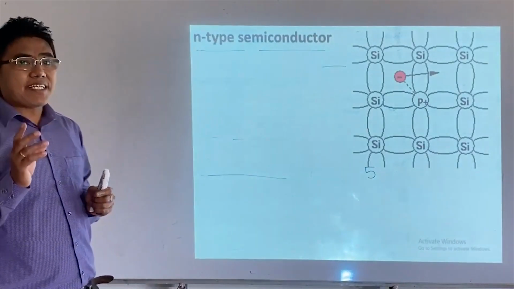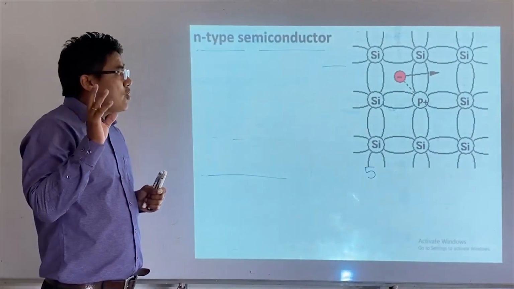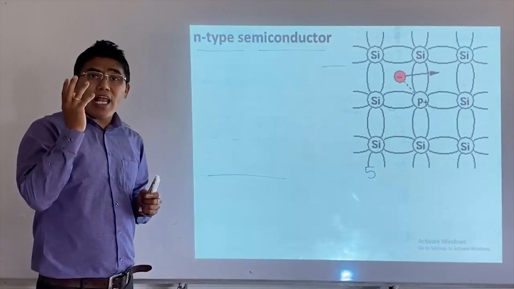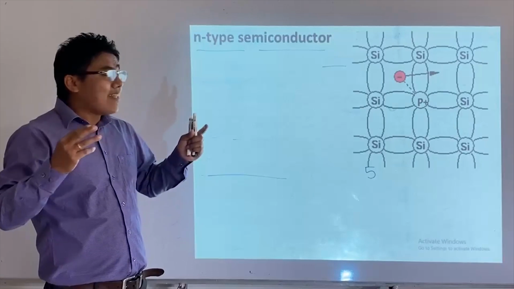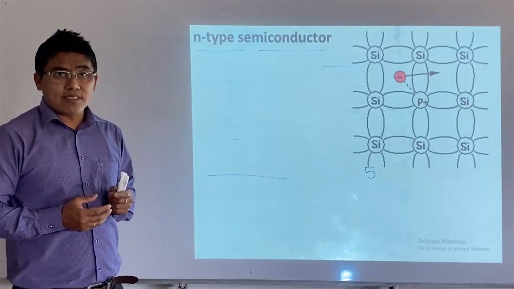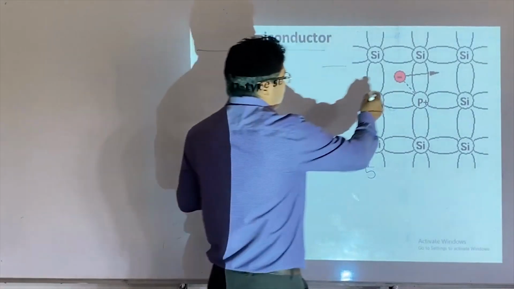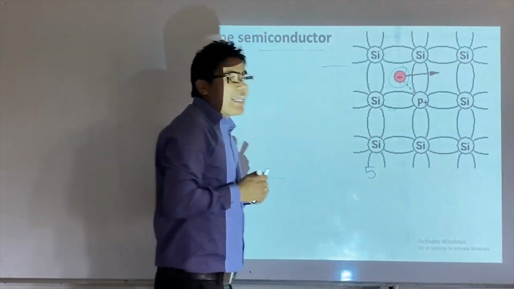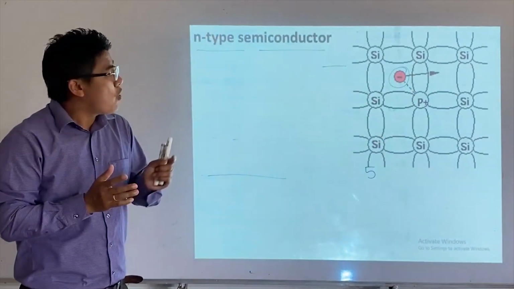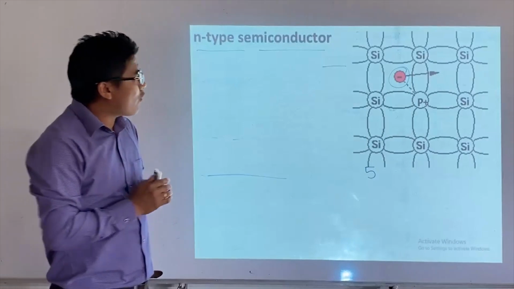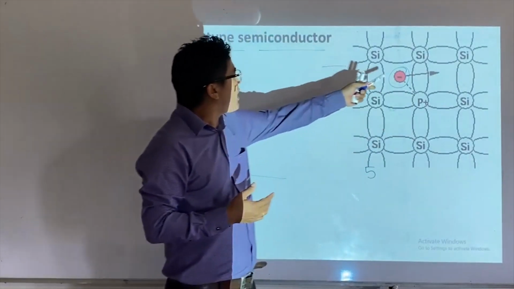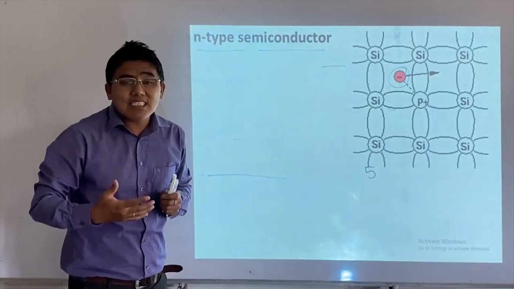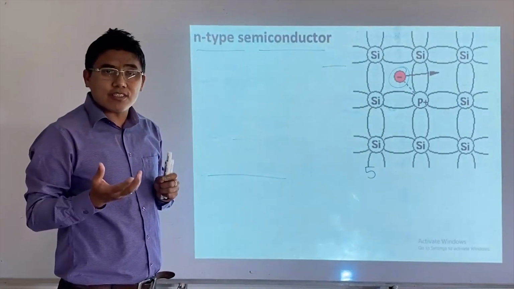the 4 electrons of the phosphorus atom join with 4 neighboring silicon atoms, and the 5th electron of the phosphorus atom remains less bound to the phosphorus nucleus. So therefore, this would have a higher energy. Why would this have higher energy? This is less bound to the phosphorus nucleus.